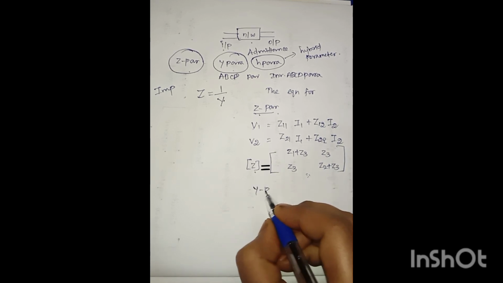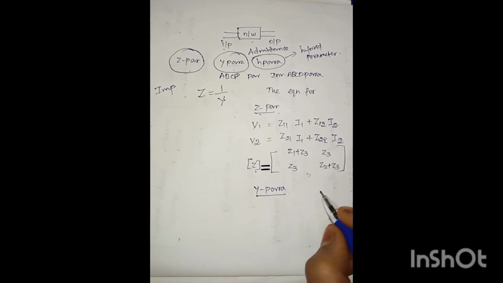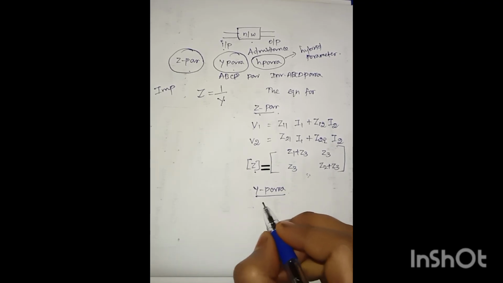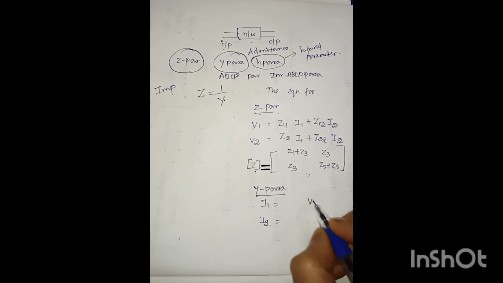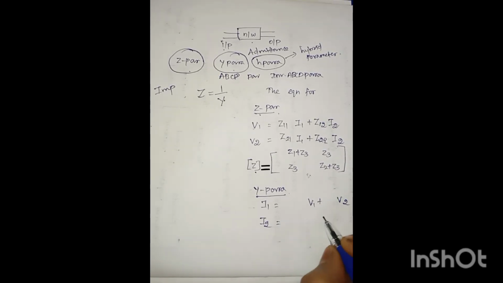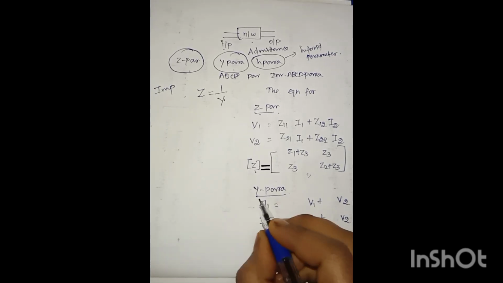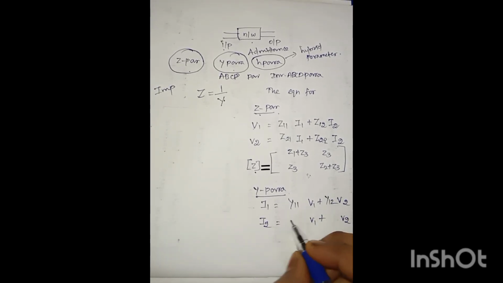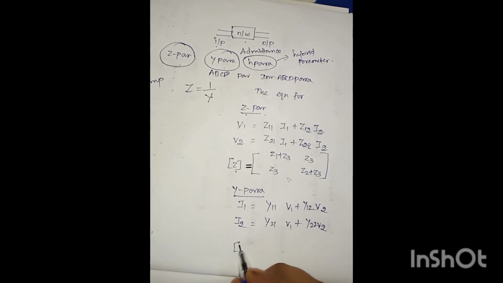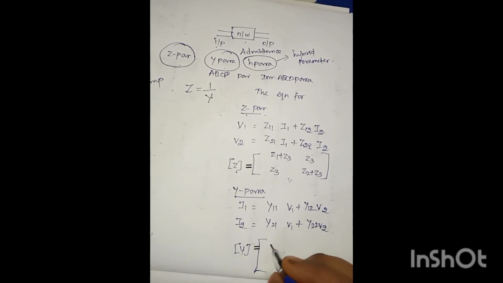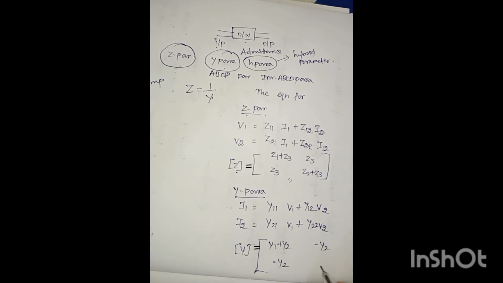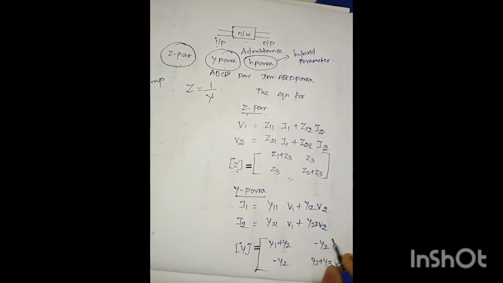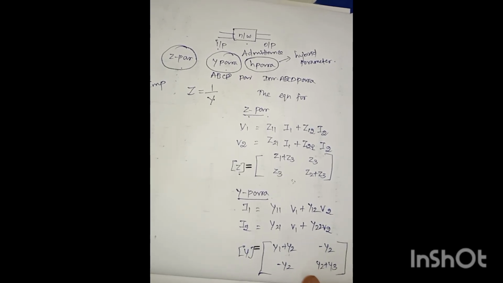Next, Y parameter. Y parameter is also called the admittance parameter. Here, input current and output current are represented in terms of input voltage and output voltage. So Y parameters are Y11, Y12, Y21, Y22. In the same way, the matrix form is Y equal to [Y1 plus Y2, minus Y2; minus Y2, Y2 plus Y3]. This is the matrix form of Y parameter.